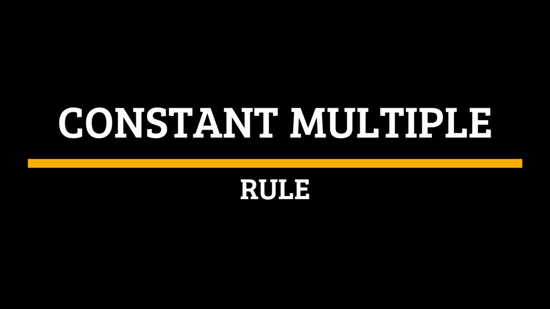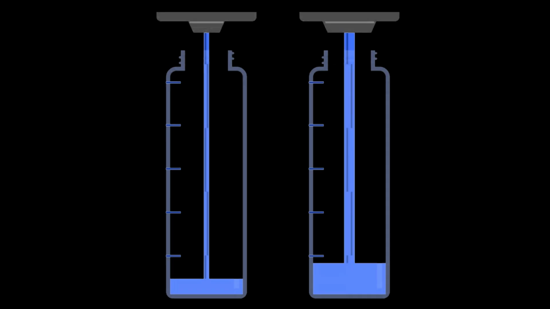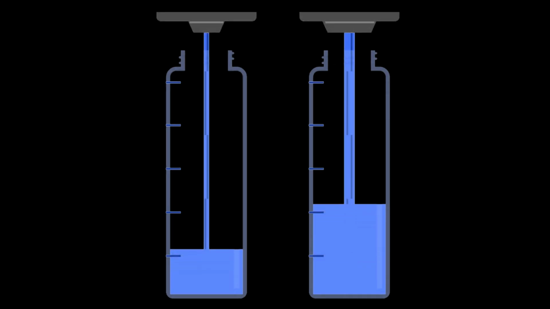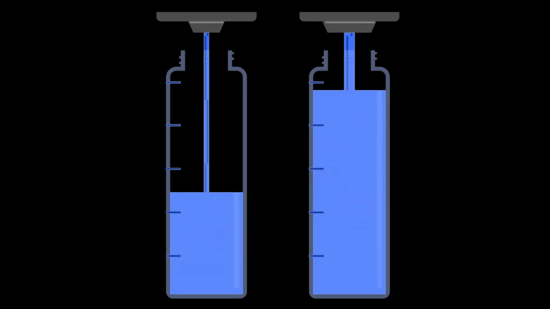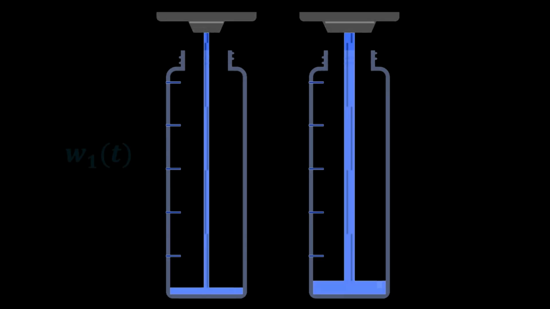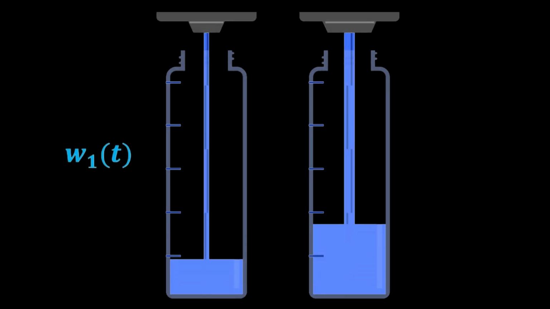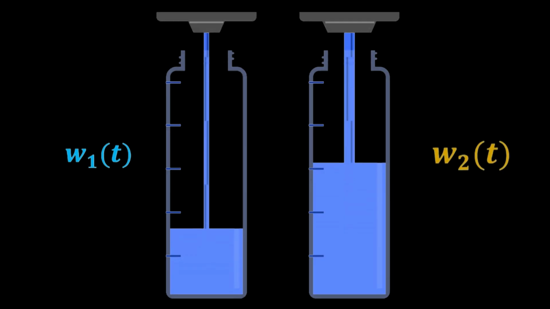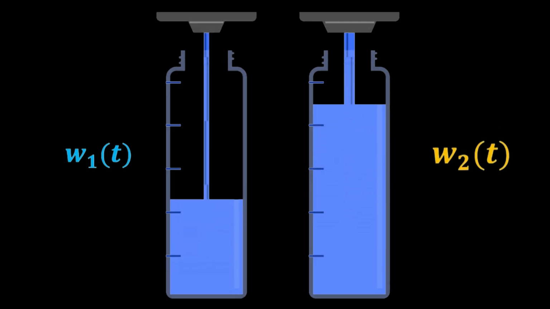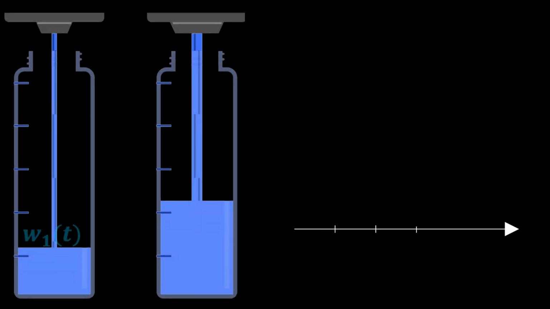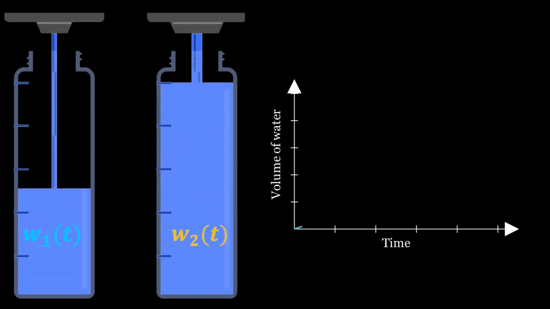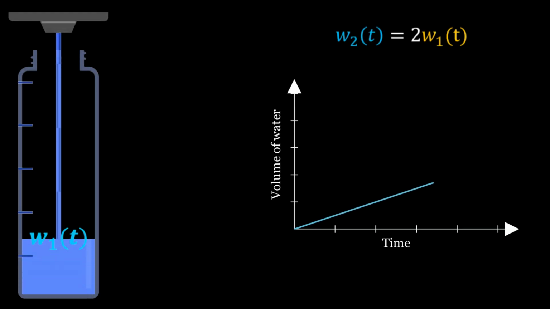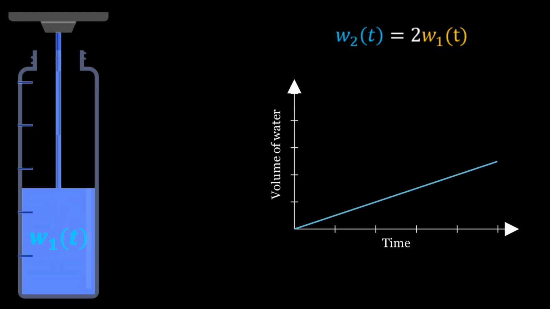This one is super straightforward. Let's consider 2 water bottles that start empty, then get filled at different rates. At any given time, one bottle has twice the amount of water as the other. Let's call W1(t) the amount of water in bottle 1 at time t, and W2(t) the amount of water in bottle 2. At each instant of time, the volume of water in bottle 2 is twice that in bottle 1. So, these 2 functions are related as W2(t) equals 2 times W1(t).